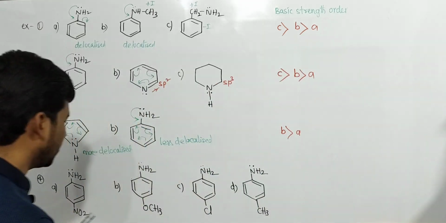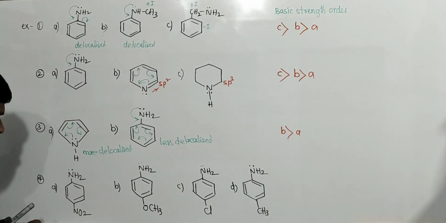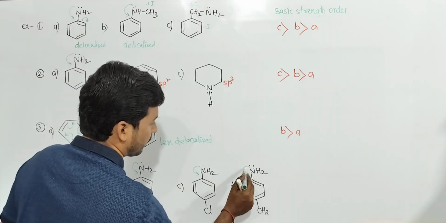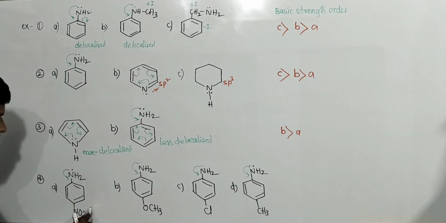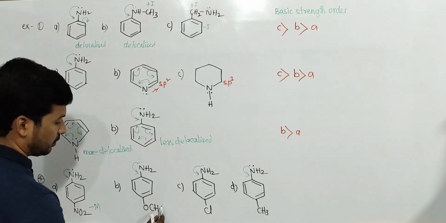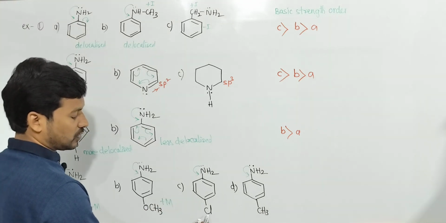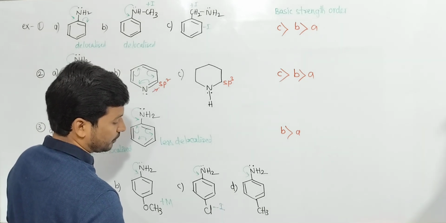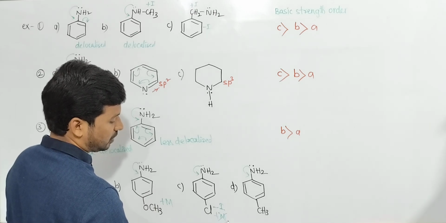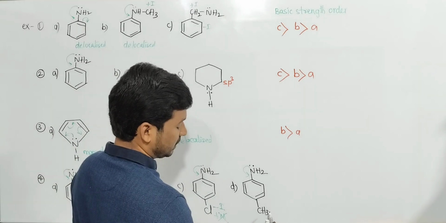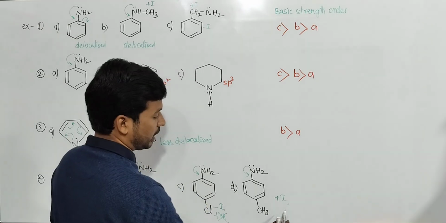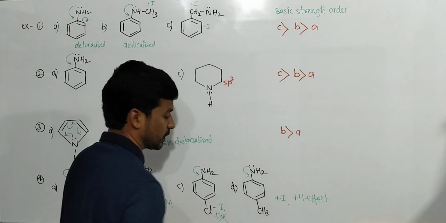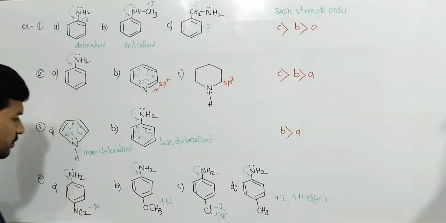Next, see here, in all these 4 cases, lone pair electron is involved in delocalization. Next factor: all are phenyl groups only, but here NO2 group is a minus M group and methoxy group is a plus M group. Here chloro group is minus I and plus M, but minus I dominates for chloro group. Plus M effect is not dominant here. For methyl group, plus I and hyperconjugation effect, which I will explain later. Just remember plus I.